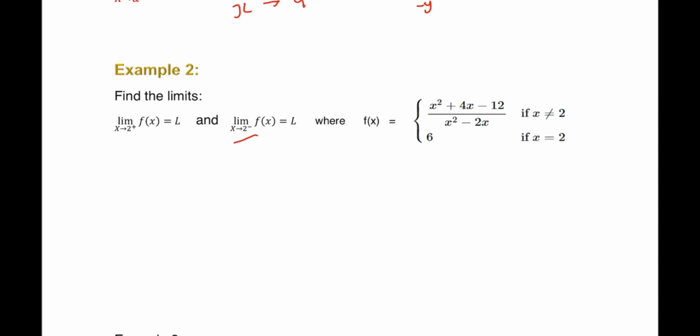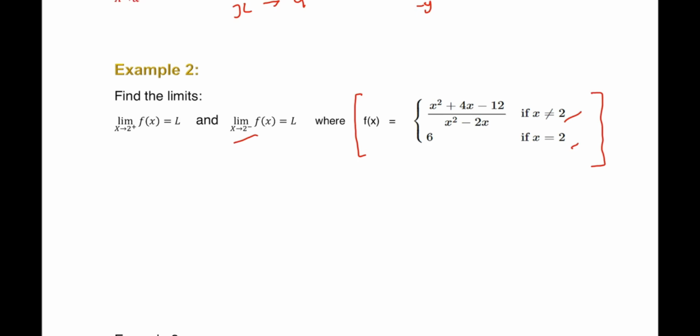So the function is f of x equals x squared plus 4x minus 12 over x squared minus 2x if x is not equal to 2, right? And then the other one is 6, if x is equal to 2. So this is basically a piecewise function, and I believe that during your function class you have talked about this type of function. So this is a piecewise function, and we are going to find the limit of this function.